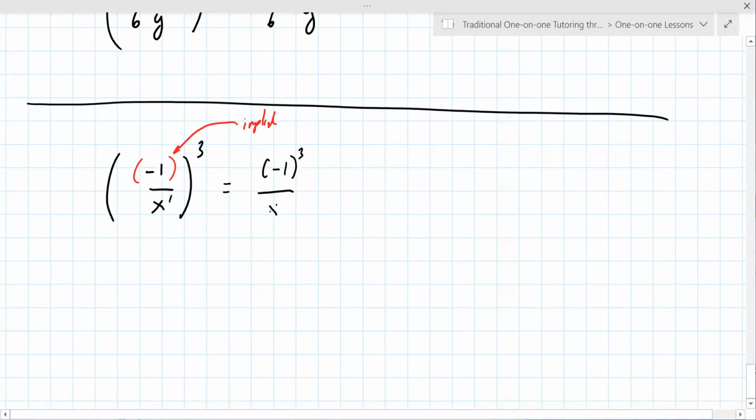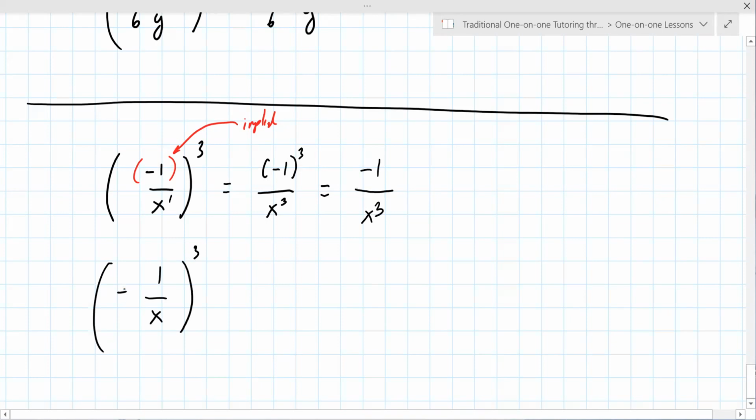In the bottom, you are actually applying the 3 to the 1. So I asked you earlier, negative 1 to the power of 3, is that positive or negative? Negative. It's negative. Negative 1 over x cubed. Perfect. Now, this is exactly the same problem, but it's written slightly differently.